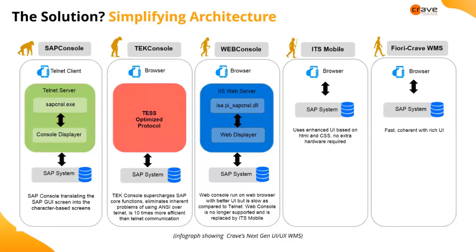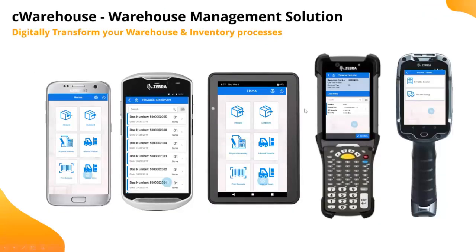From the simplification of architecture perspective, if you have SAP console, tech console, web console, they all have middleware. All this middleware adds latency, complexity of the architecture, and also maintenance. That all goes away with Crave Fiori. ITS Mobile reduces the middleware to a certain extent, but ITS Mobile only works with certain form factors and certain devices, while the Crave Fiori application works with all the devices, all form factors without any manual change, and it's easy to use. The business processes can be simplified to the nth level. So that's how this application looks.